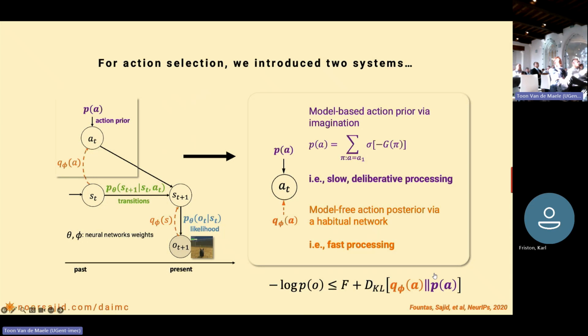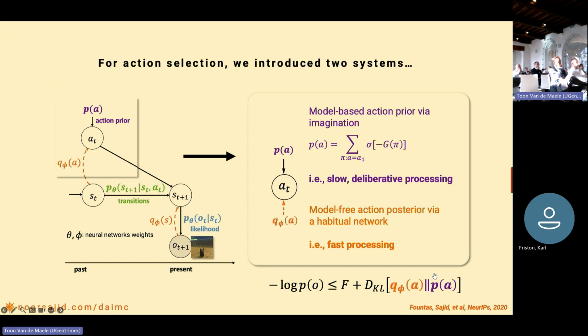The other one is a more amortized perspective, and it's the model-free neural network, which we term the habitual network. This is an approximate distribution over the action space, learning to map our latent states to an approximate posterior policy. We saw that in the code, where we input our state space and then output some action. And because the actions in our formulation are categorical, we get a categorical action space.